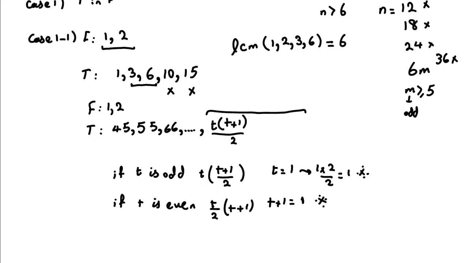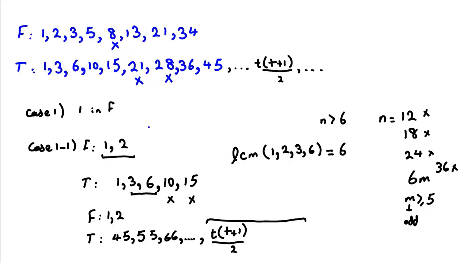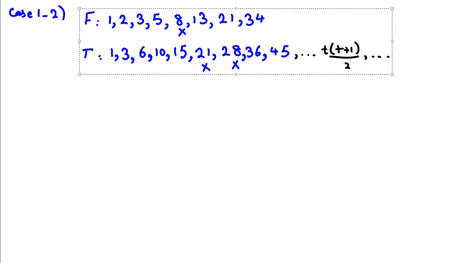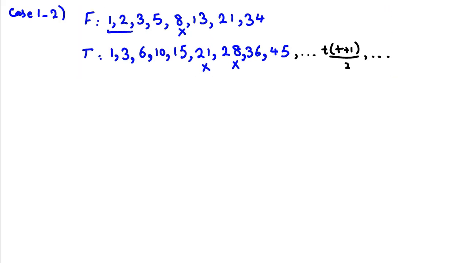Now in the next case, instead of 1 and 2 in f, we consider 1, 2, 3. Okay? So let's write this case. It is case 1, 2. Here we consider 1, 2, 3. And let's see what we can say. Here it is 1, 2, 3.